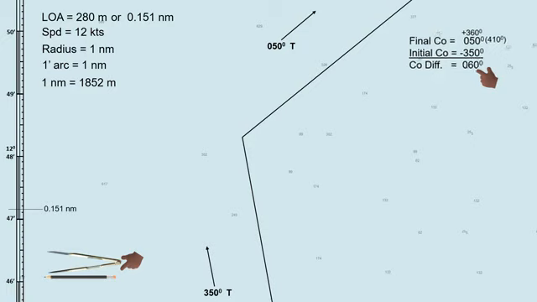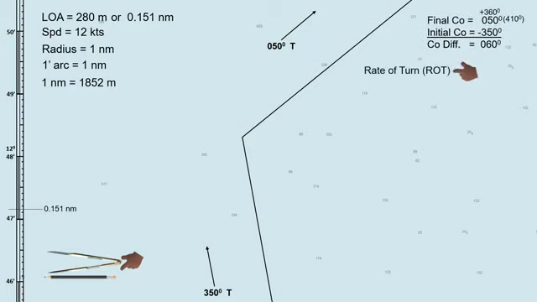Next we will find the ship's rate of turn. The formula is ship speed divided by radius. The given speed is 12 knots, but remember that when the ship turns, the speed reduces. We will assume that during the turn, the ship's average speed is 10 knots, divided by the radius which is 1 nautical mile. The rate of turn is 10 degrees per minute. Supposed to be, the rate of turn is 10 per hour if we examine the existing units.